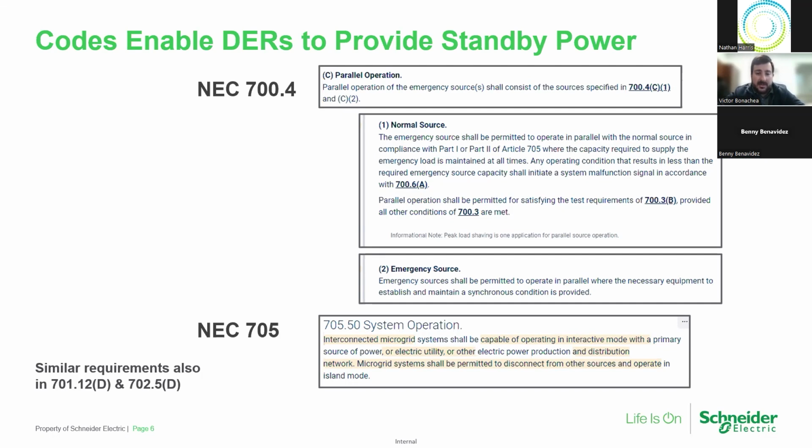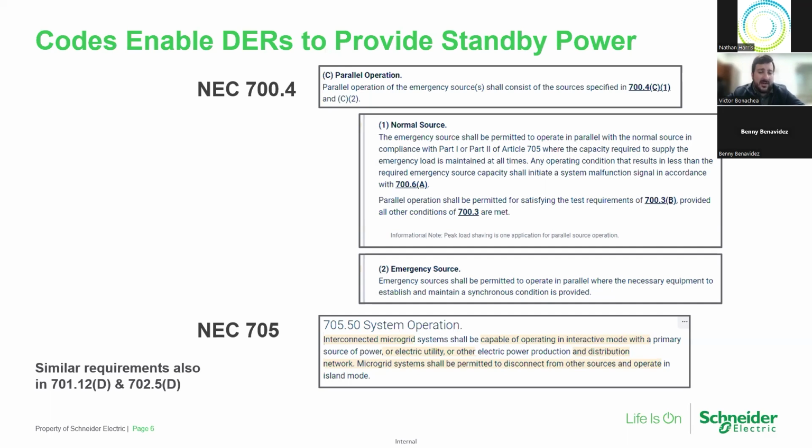The emergency sources shall be permitted to operate in parallel where necessary equipment to establish and maintain synchronous condition is provided. So again, they're providing some rules around what you need to run in parallel, which if you think about inverters, most of those inverters have two modes of operation. If you're planning to use it for both optimization and standby power, they have a grid tie or grid interactive mode, which is providing that kind of synchronous and synchronization between the utility and the inverter. So you're getting the energy cost optimization, but then when utility fails, it has the option to run in a grid forming mode to produce backup power standalone without having to sync to another source at any point in time.